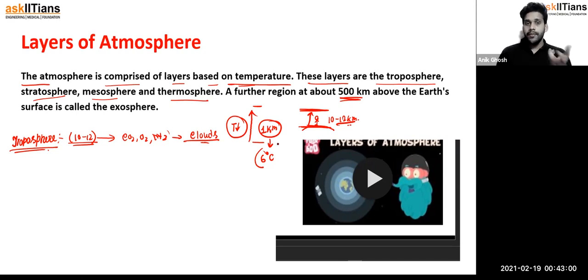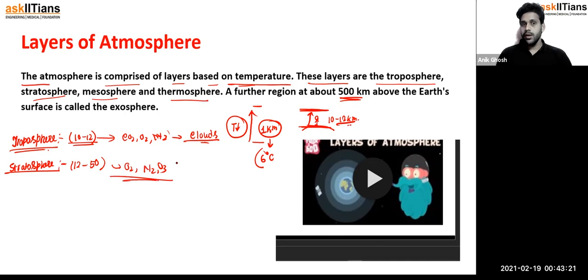Okay, the next is the stratosphere. Now, what is the stratosphere? The stratosphere extends from 12 kilometers to 50 kilometers. Here you can see only oxygen, nitrogen, and ozone molecules. Apart from that, as you move up from 12 kilometers to 50 kilometers, the temperature is also increasing.